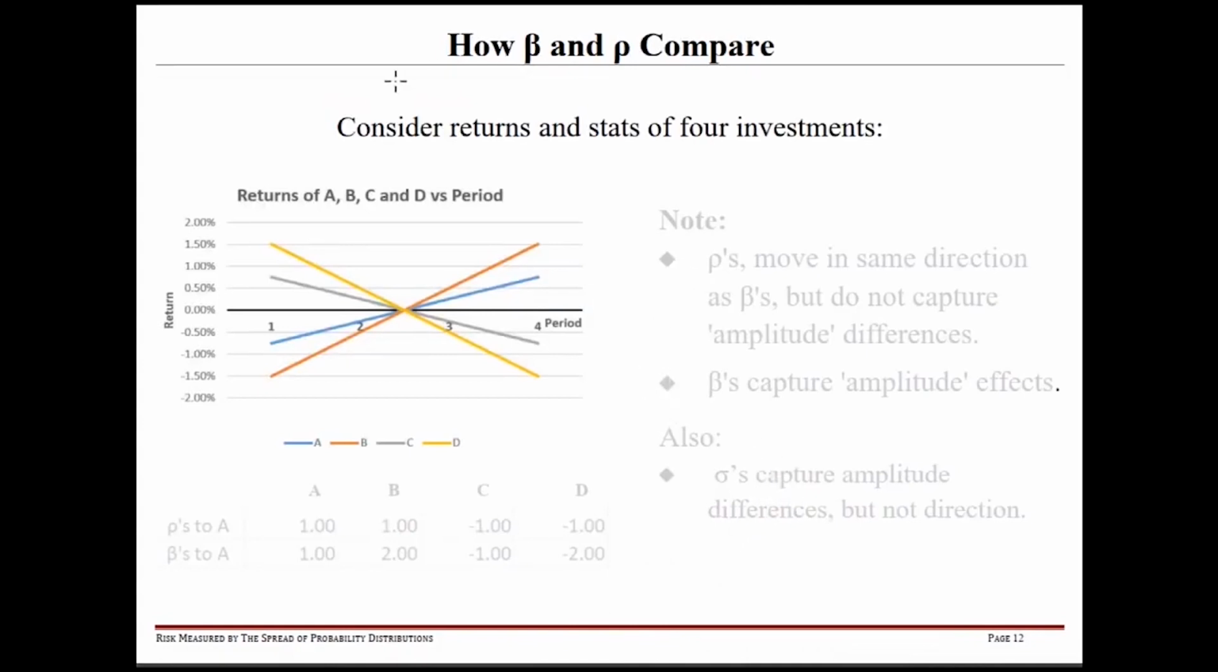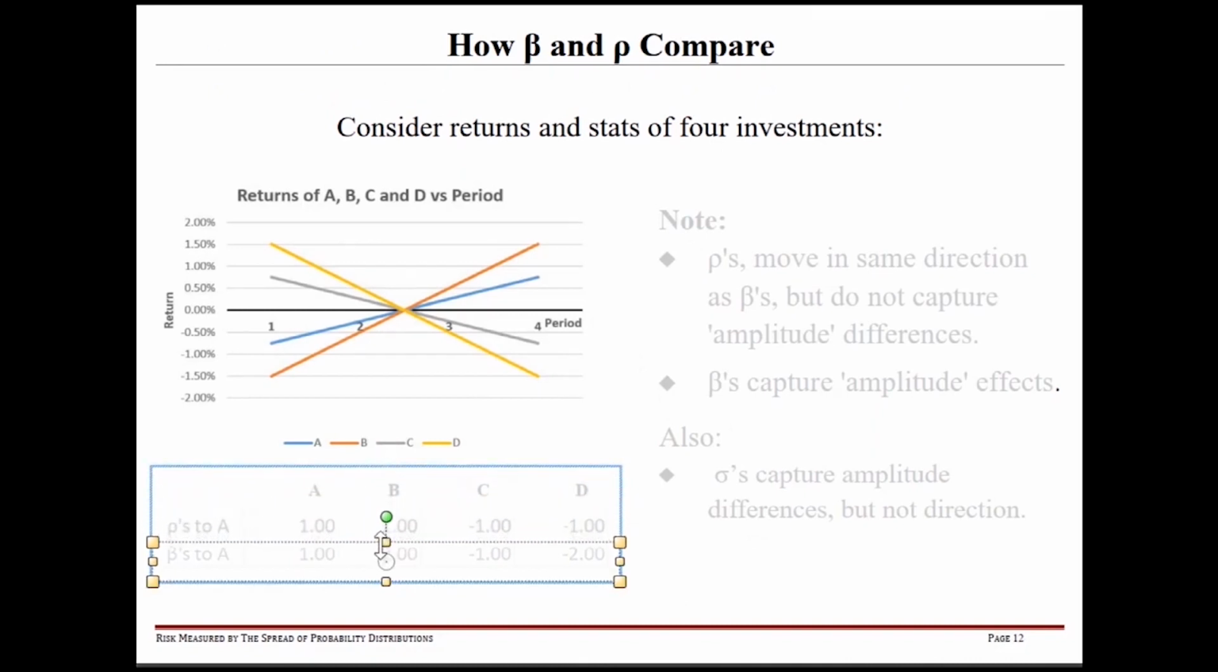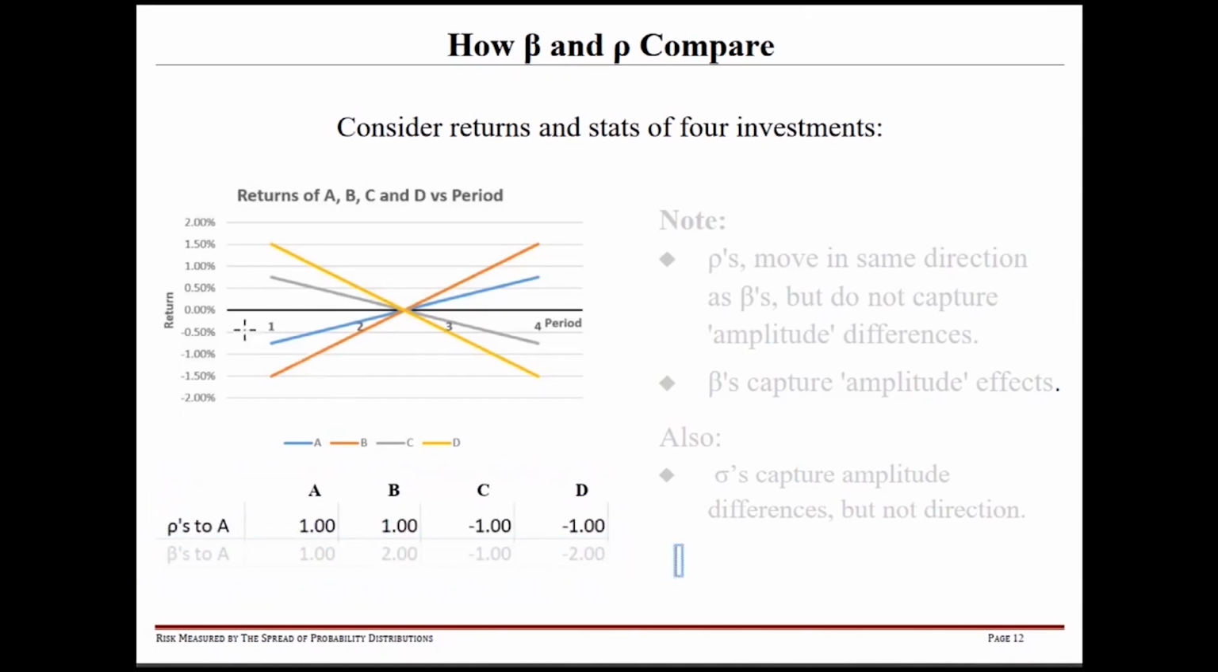Okay, and then we used this graph here to show you what we mean by rho not including any amplitude effects and beta including those effects. So A is the blue line here, everything else is relative to A. So for B, we have, even though the amplitude is twice of A, its correlation coefficient is 1. It gets maxed out at 1. C is exactly opposite A, so we got -1. D is exactly opposite A, but with twice the amplitude, and it's maxed out again at 1.